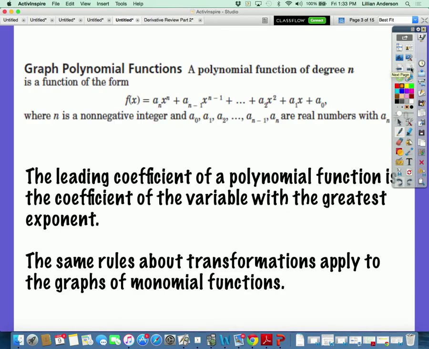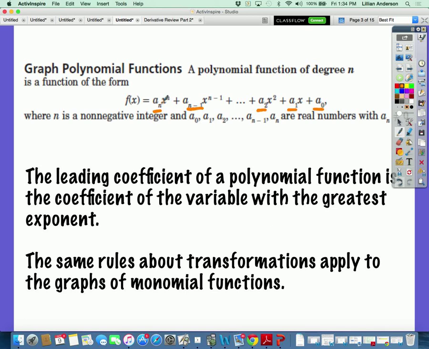A polynomial function of n degree is a function in the form of what you see here, where n is a non-negative integer and a sub 0, a sub 1, a sub 2, so on and so forth, are real numbers with a sub n not equaling 0. So in other words, every polynomial function is set up like this, where these here are real numbers, like 2, -6, 100, so on and so forth, okay?